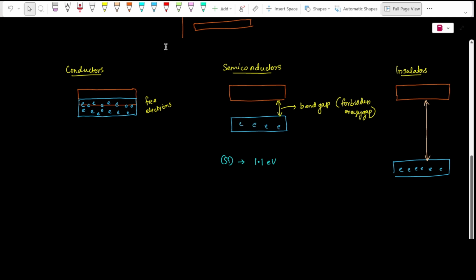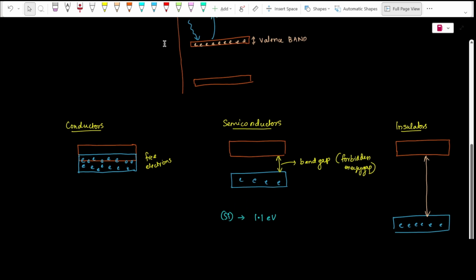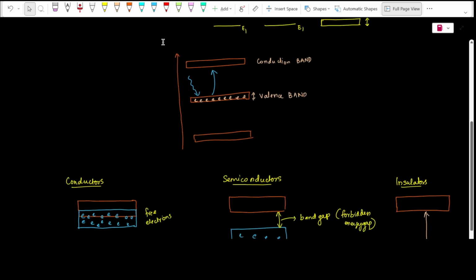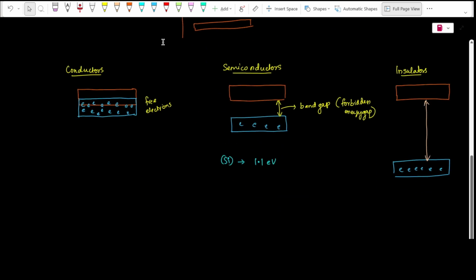So we have seen how we can classify materials based on the energy levels of their valence and conduction bands, and that's the basic idea in the case of a semiconductor. So we will learn more about these in the upcoming videos.